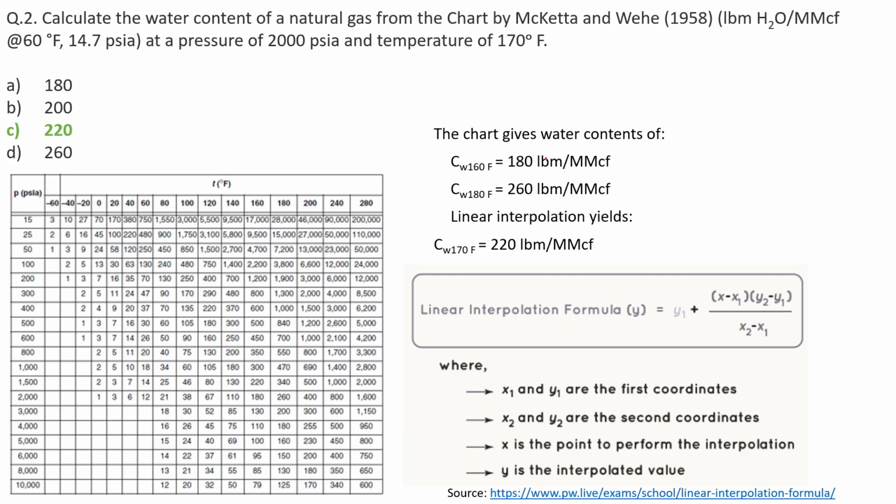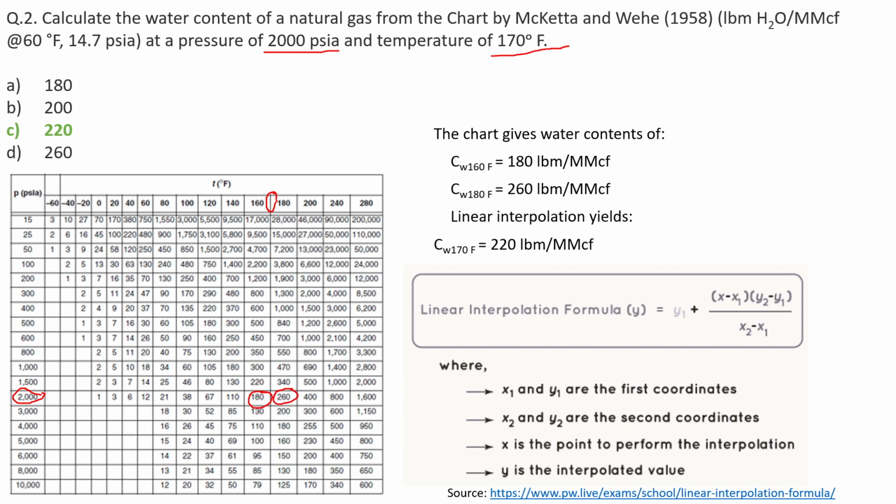The first thing is, the pressure and temperature are known to us, at which we have to find the water content. The pressure is 2000 psi and the temperature is 170 degree Fahrenheit. So from this chart we have to find this pressure and temperature. Pressure 2000 psi and temperature 170 will be somewhere in the middle of this. First, at this pressure we find one point at 160 degree Fahrenheit, that is 180. And the other point is at 180 degree Fahrenheit, that is 260.